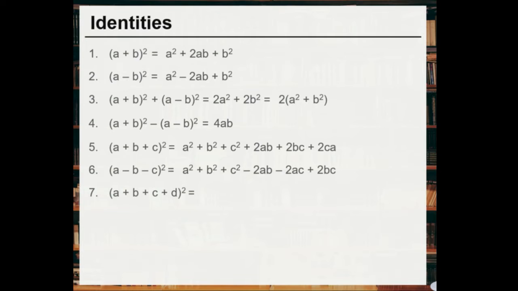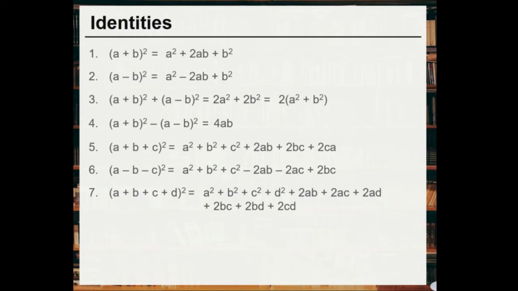Similarly, if I have to go for a plus b plus c plus d the whole square, you now need to just extrapolate the same thing. So that will be a square plus b square plus c square plus d square plus 2 times all the different combinations. So what will be the combinations? It will be 2ab, 2ac, 2ad, 2bc, 2bd and 2cd.